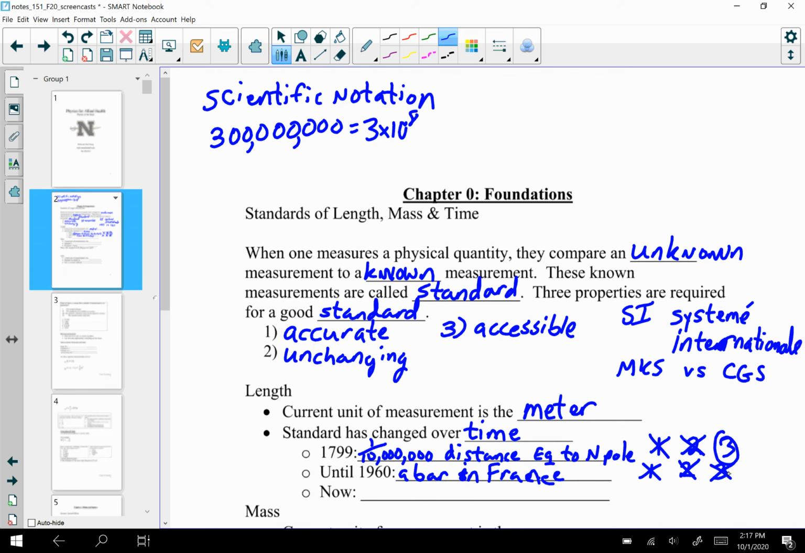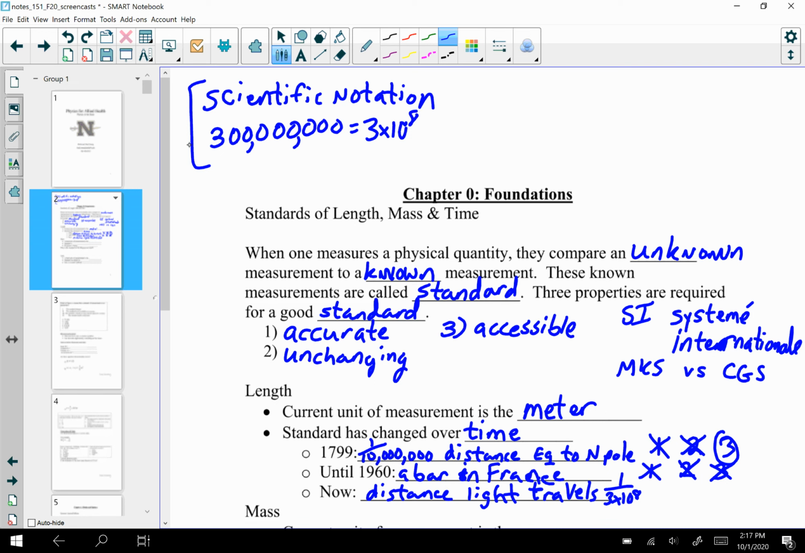Now, the standard is the distance that light travels in a certain amount of time. And that time is 1 over 3 times 10 to the 8th. And I showed you up here what that means, that scientific notation, that it's a 3 with 8 zeros behind it. And we'll use scientific notation throughout the class.